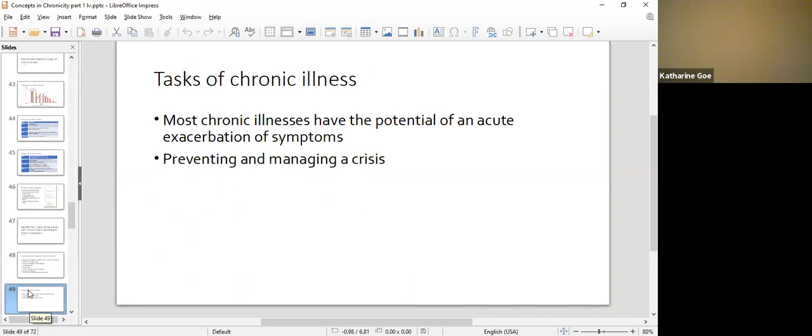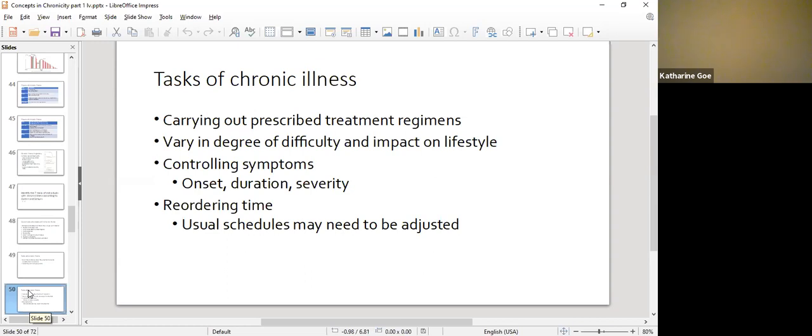Because most chronic illnesses have the potential of an acute exacerbation of symptoms, one of the big focuses of managing chronic illness is preventing and managing crises. We'll talk about these in more detail. Another task is carrying out prescribed treatment regimens, and that varies in degree of difficulty. For example, somebody with diabetes has to have a blood glucose monitoring regimen, a medication regimen, and has to regulate their diet. There are many pieces required for adequately managing this chronic illness.